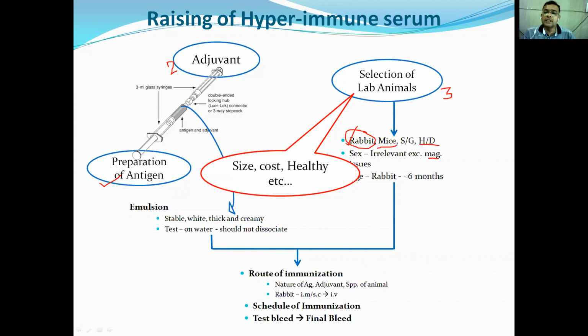Generally, age also matters. Too young may not give a sufficient immune response. Too old may also not give a sufficient immune response, or it may be infected with some other infection. So in the case of rabbit, around 6 months of age is considered ideal for raising hyperimmunity.